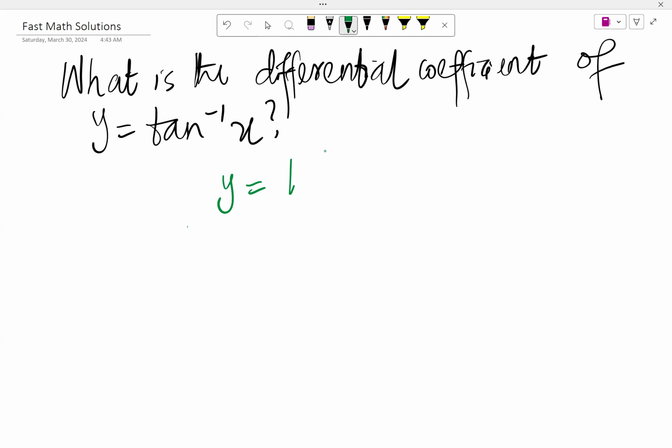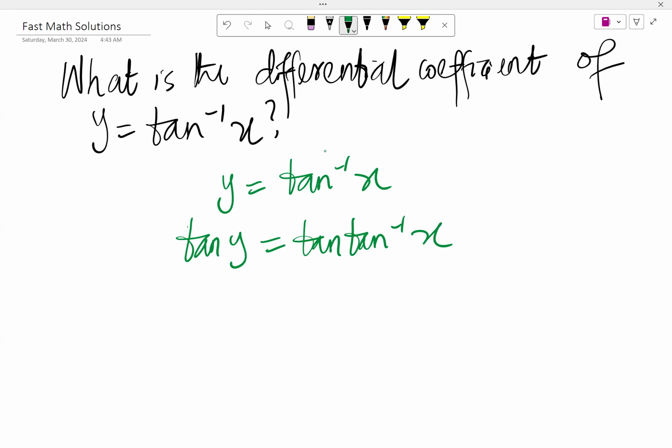So we have y equals arctan of x. And the way to deal with the inverses of functions is to take the tan. If you have arctan, you take the tan of both sides. So you have tan y equals tan of arctan of x. So this cancels out, and you have tan y equals x. So that's a nice step in the process.